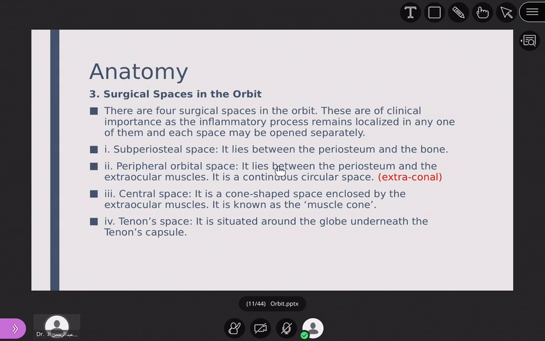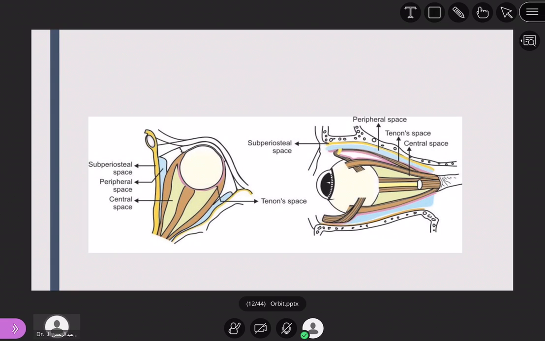Peripheral orbital space. It lies between the periosteum and the extraocular muscles. It is continuous with the extraconal space. We'll see this later. So just know that extraconal means out of the cone. Then we have the central space, which is a cone-shaped space enclosed by the extraocular muscles. These two are very important, and you'll see them later. Then Tenon's space, situated around the globe underneath Tenon's capsule.